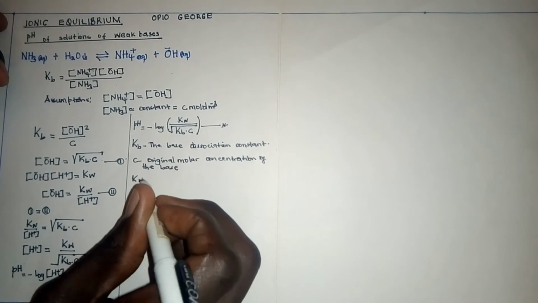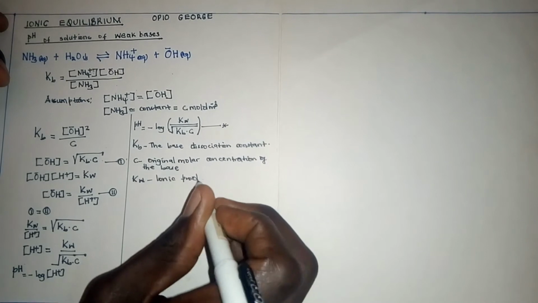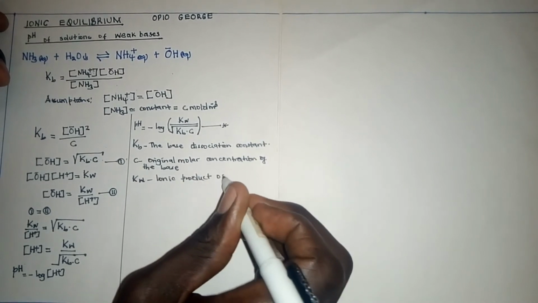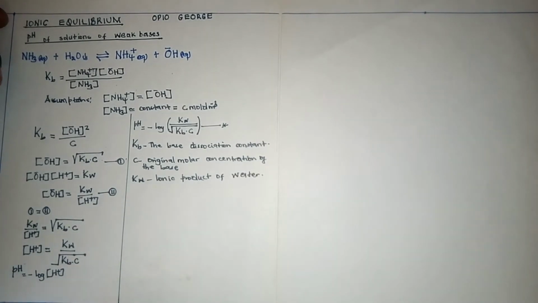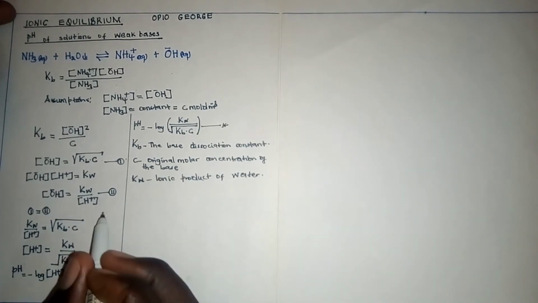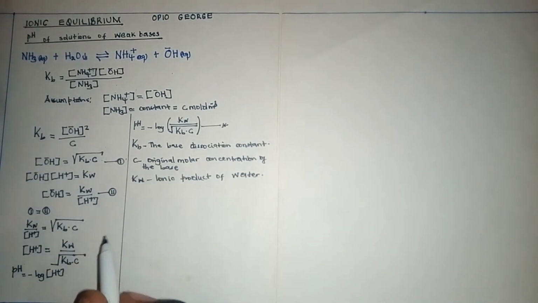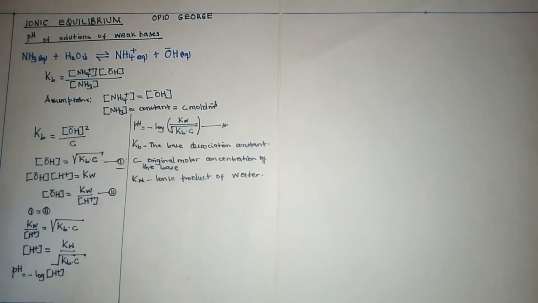Kw is the ionic product of water. So this is one of the equations that we can use to calculate the pH of solutions of weak bases. Then, if you hadn't done this, you could simply move from the very first equation, equation 1 here, and then you come up with an expression for the pOH, which you can use to obtain pH.